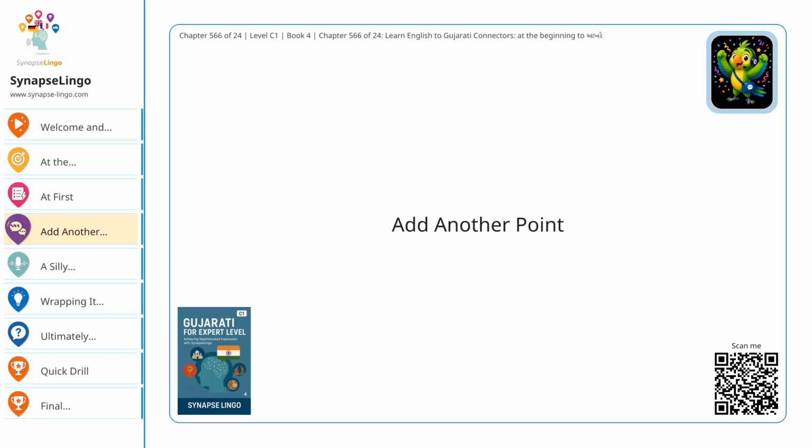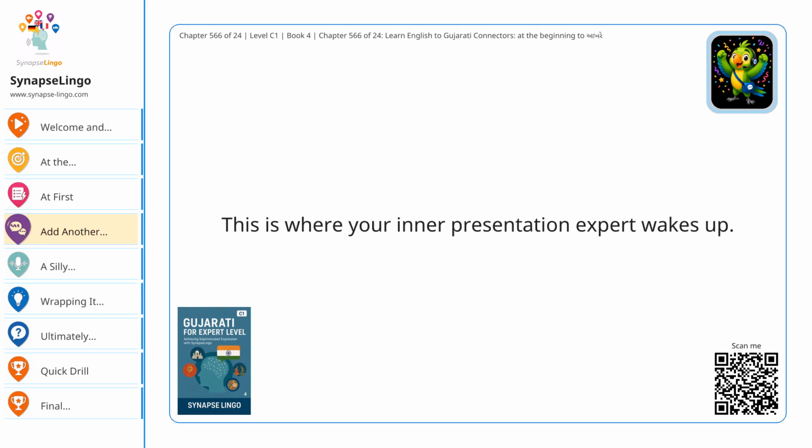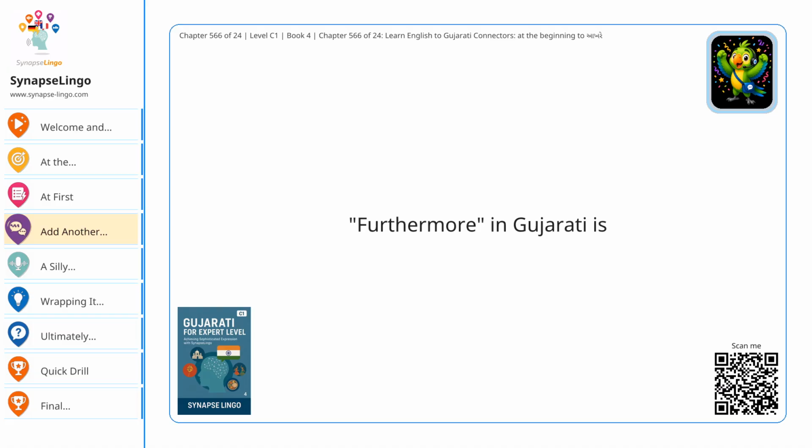Add another point. Now let's sound more formal and more impressive. This is where your inner presentation expert wakes up. Furthermore, in Gujarati is Vaduma. In addition, is also Vaduma. Example. Furthermore, we need more time. In Gujarati. Vaduma. Amane Vadu Samaya Jwa.